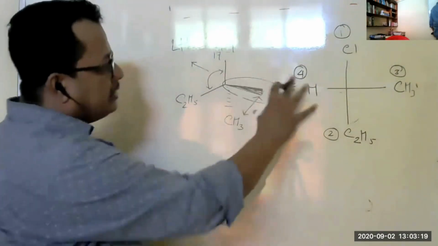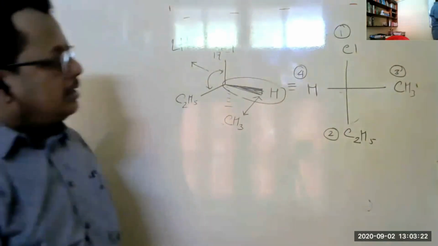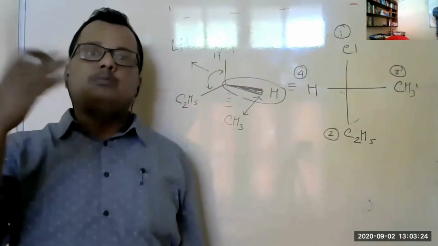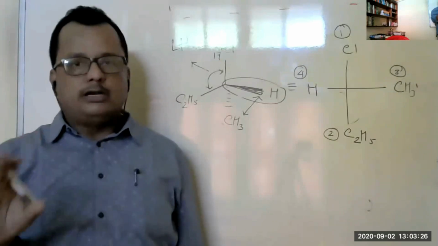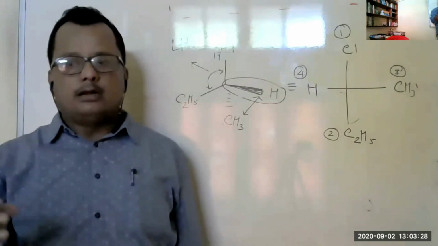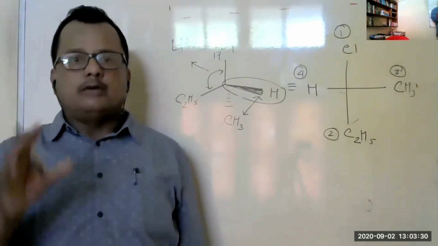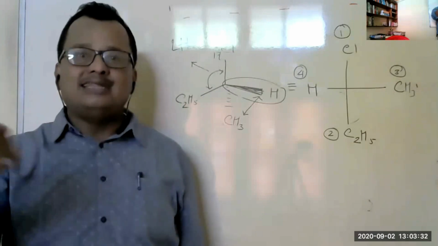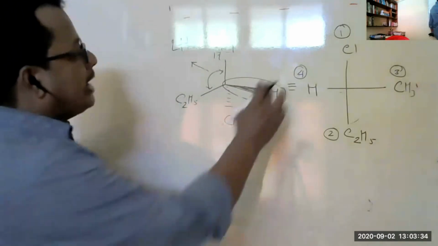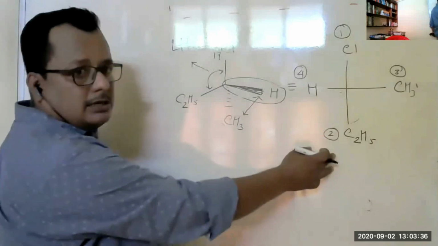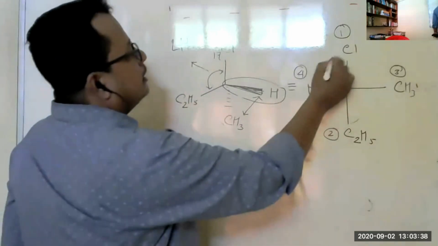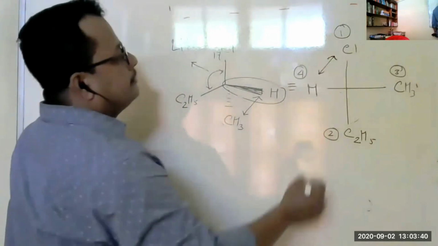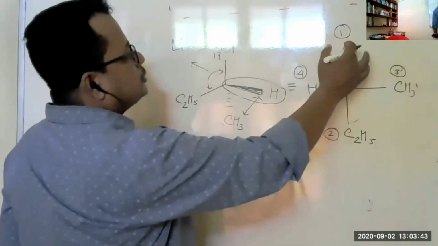So in Fischer projection what happens? The vertical bond represents the bonds which are behind the plane. You already studied or you remember that in Fischer projection, the vertical bonds are the bonds which are behind the plane. So I have to push hydrogen to the top or to the bottom. So we can do it like this. I will push hydrogen to the top.